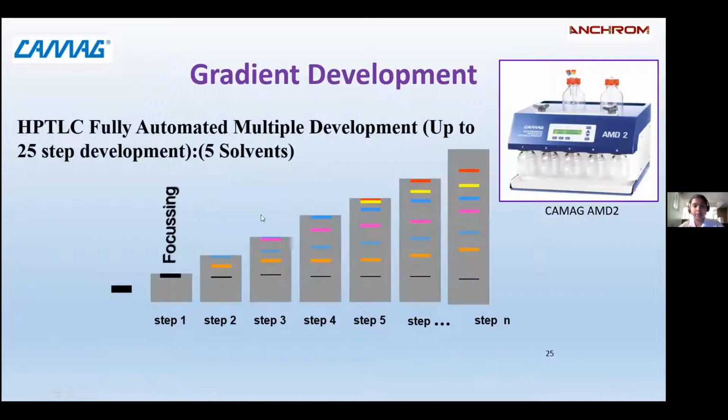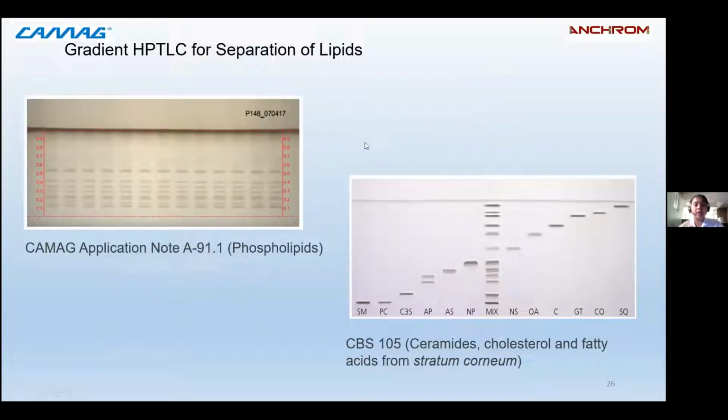Then gradient system, you have 5 solvent options where you can do n number of steps. For example, suppression of lipids, phospholipids, ceramide, cholesterol, fatty acids are done by AMD2.